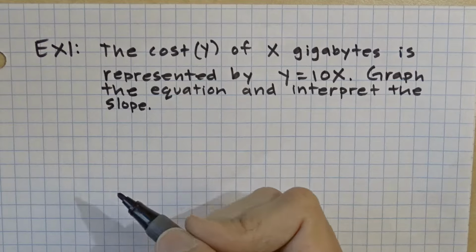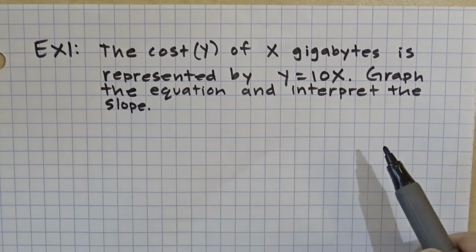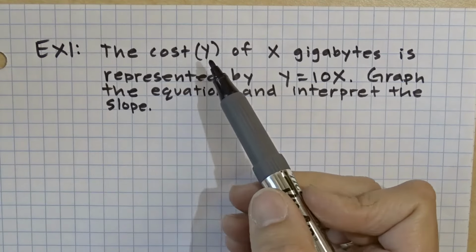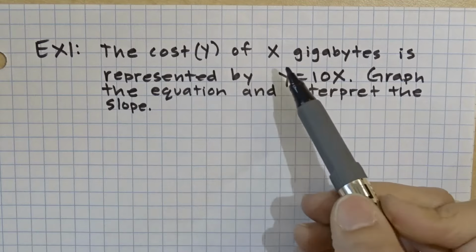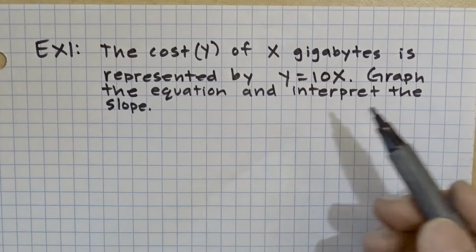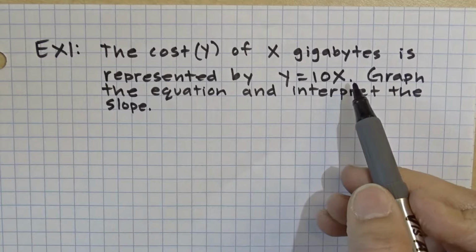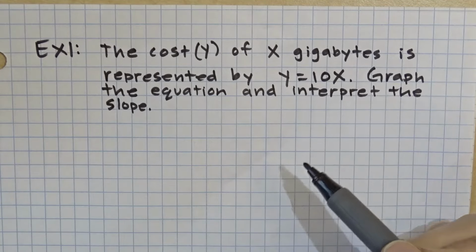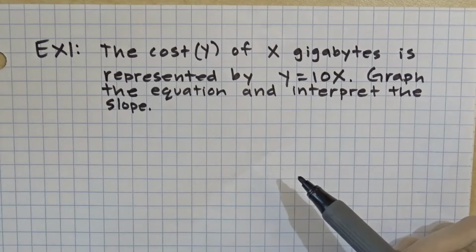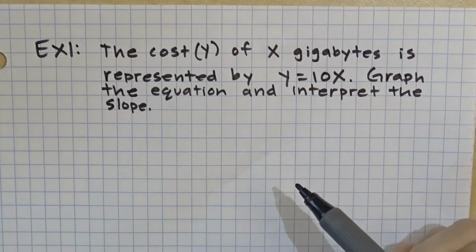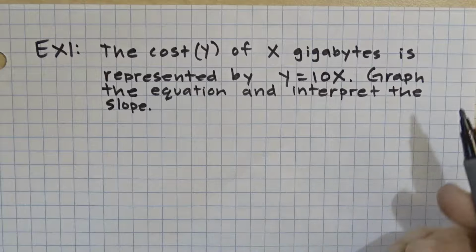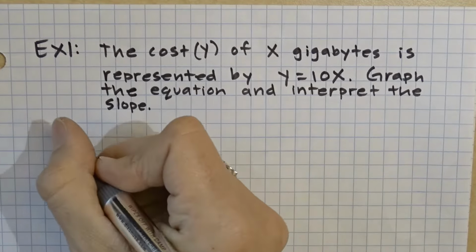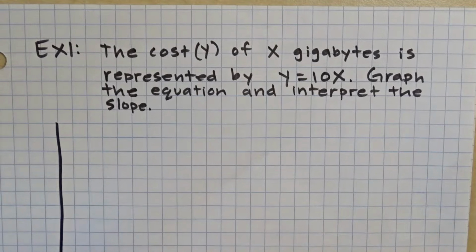So if we want to graph this, we're being told that the price we pay is going to be y, and the number of gigabytes we want to purchase is x. This equation here tells us how much we're going to end up paying. Say I want to buy 4 gigabytes. 10 times 4, that means 40 bucks. If I want to buy 3 gigabytes, that'd be 10 times 3, 30 bucks. So we're going to put the graph that represents all of those values.